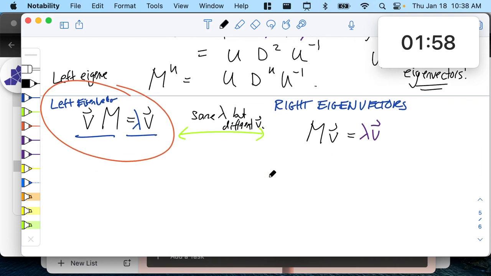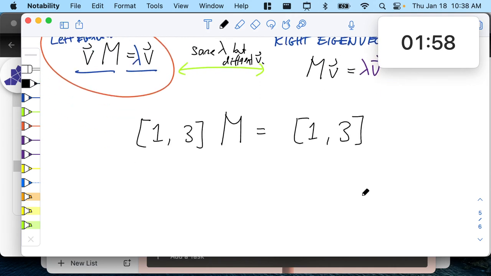Okay, we did the left ones, and I'll tell you what they are. One of them is the vector 1, 3, where 1, 3 times M equals 1, 3. This is a nice equation.